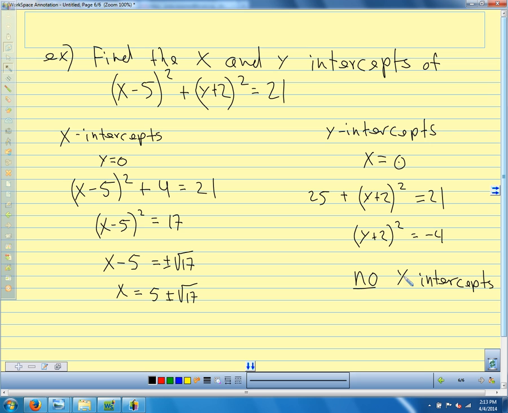So a circle could have two x-intercepts and two y-intercepts. Could have no y-intercepts, two x-intercepts. Could have one single intercept if it's just tangent to one of the coordinate axes at a single point. Or it could have no intercepts at all. All right, questions about circles? Other than why are they so nice?